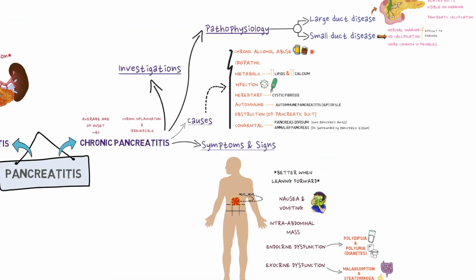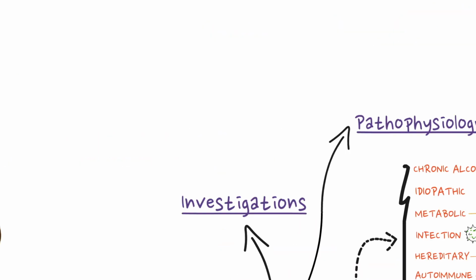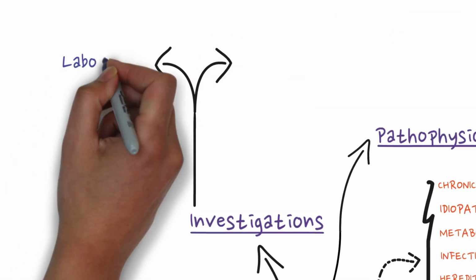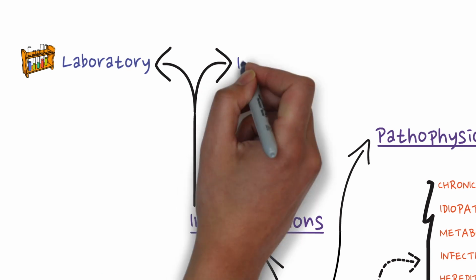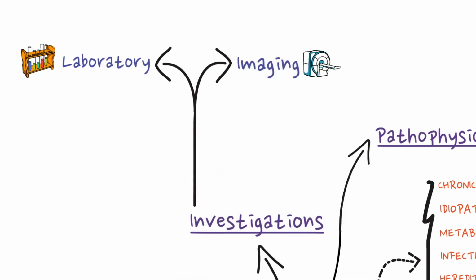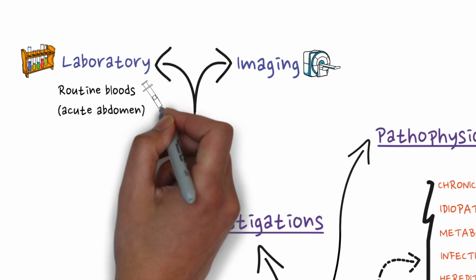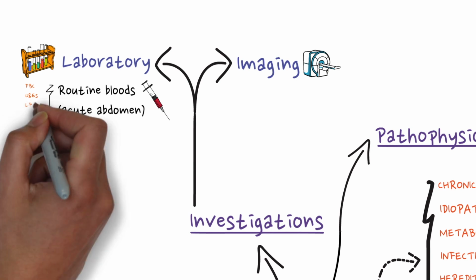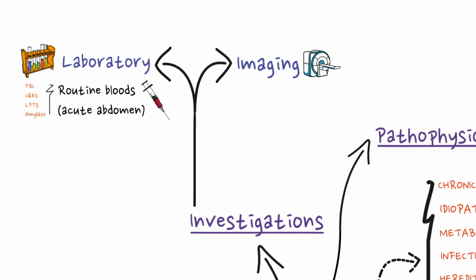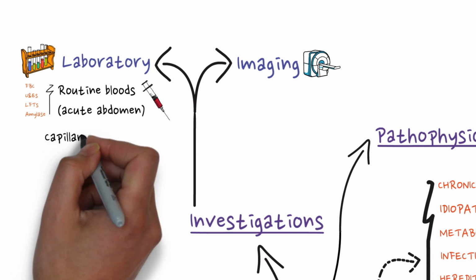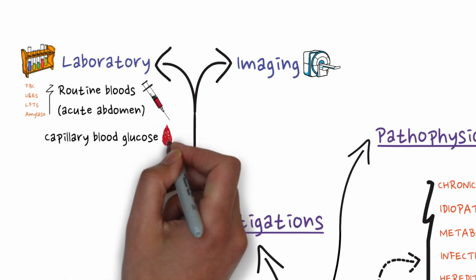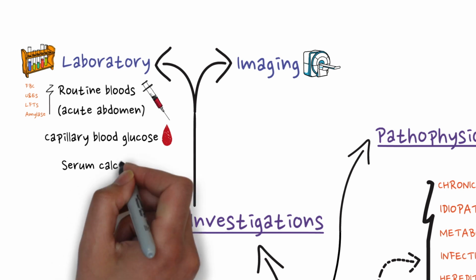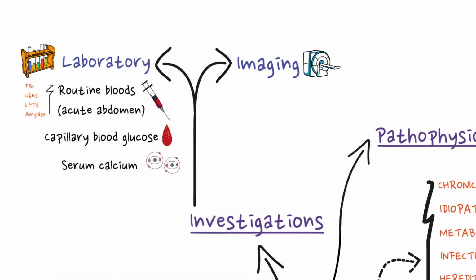Again, after clinical examination, investigations typically done for suspected chronic pancreatitis can be split into laboratory investigations and imaging investigations. For laboratory investigations, these again include routine bloods that would be done for an acute abdomen, including an FBC, U&Es, LFTs, and serum amylase. Due to potential endocrine dysfunction, a capillary blood glucose, or BM, is then done, as well as a serum calcium, with raised calcium being one of the causative factors for chronic pancreatitis, as well as low calcium resulting from attacks of acute pancreatitis.